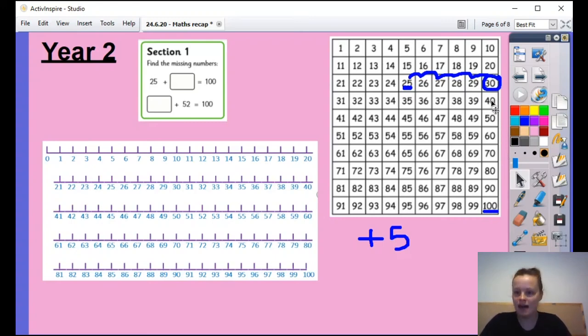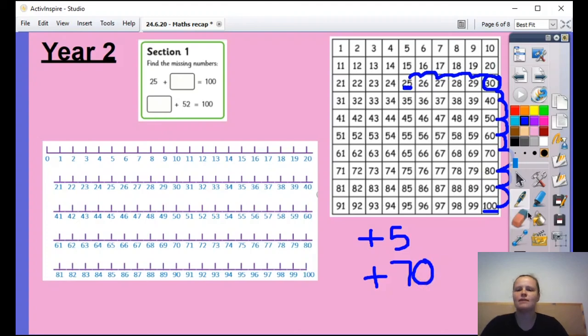So 10, 20, oh, let me get the pen. So 10, 20, 30, 40, 50, 60, 70. So we've added 70. Okay, so all across here we added 1, so we added 5 altogether, and down here we've added 10 each time. Okay, so we've added 7 tens, which equals 70. Now, is that our answer? Add 5, add 7?